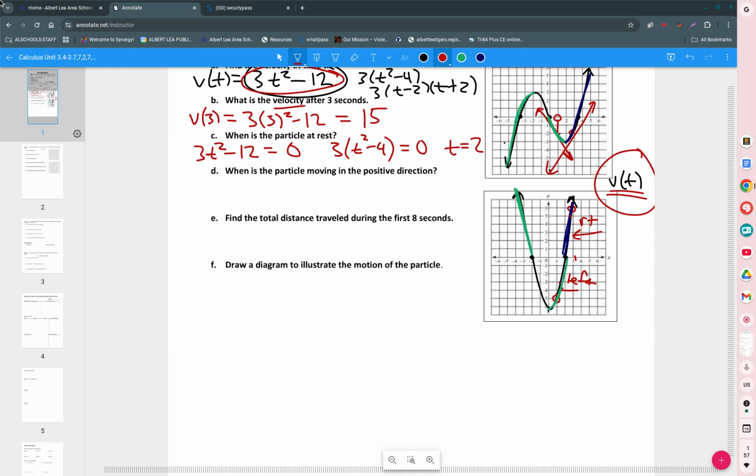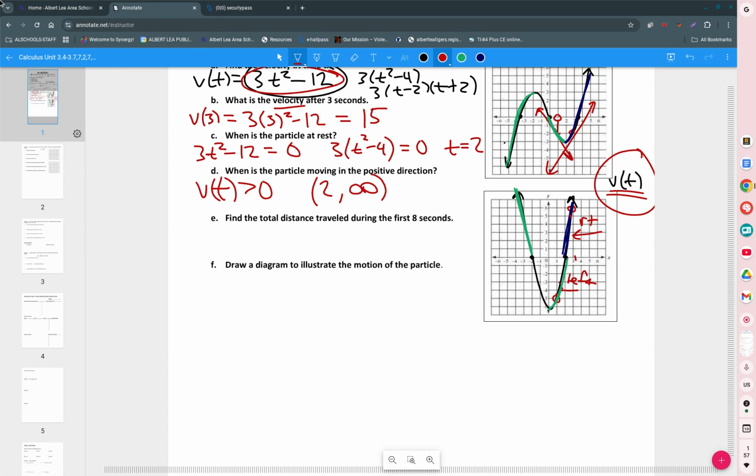When is the particle moving in the positive direction? Well, that's when v of t is greater than 0. When is the velocity positive? When is the velocity function above the x-axis? Before negative 2, and after positive 2. We are only concerned about the positive. So from 2 to infinity is when it's moving in the positive direction.